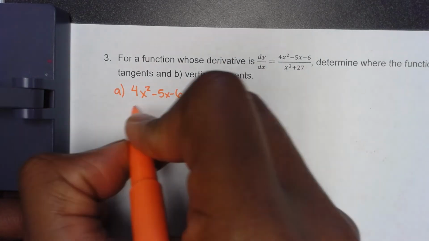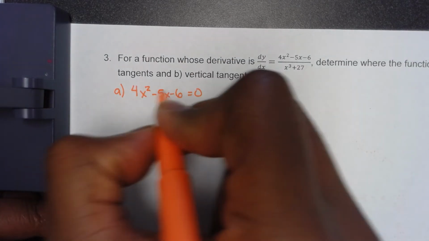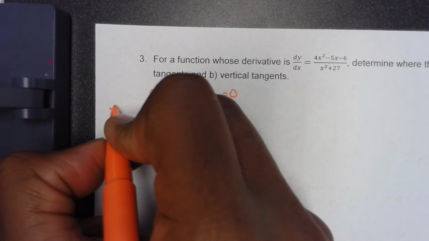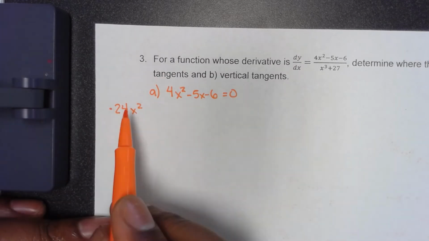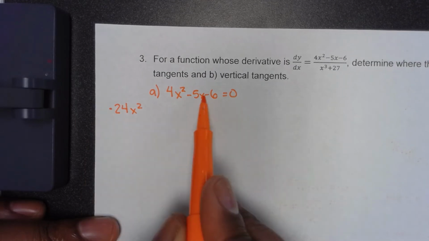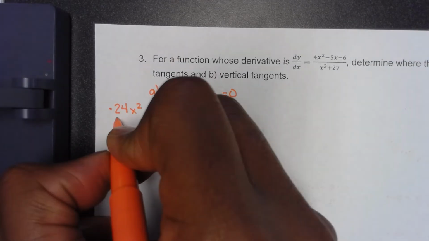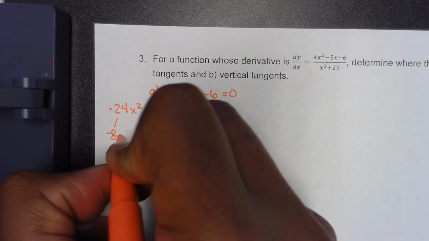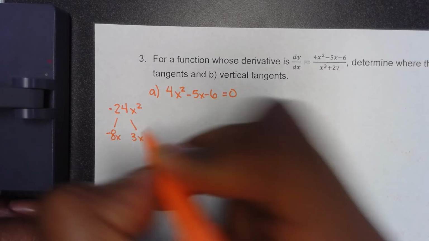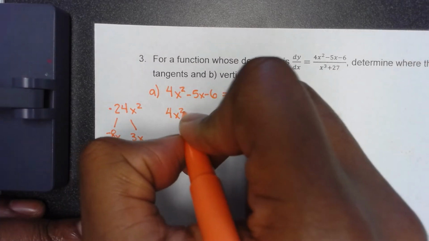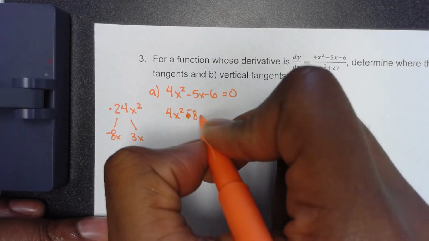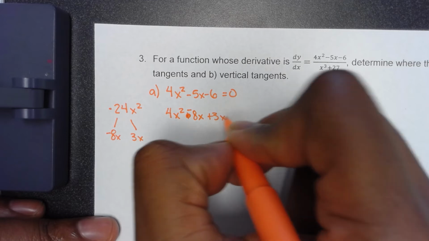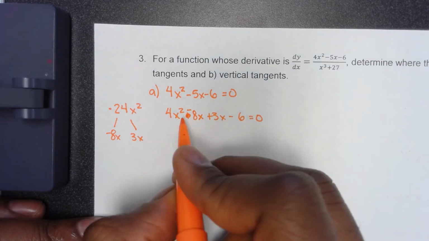If you're new to factoring this way, you multiply 4x squared times negative 6. We'll say off to the side we get negative 24x squared. We need factors of negative 24x squared that add up to be negative 5x. That would be a negative 8x and a positive 3x. So we get 4x squared minus 8x plus 3x minus 6 equals 0.